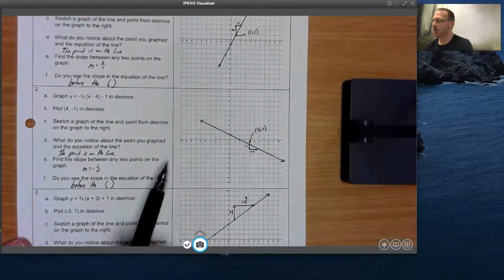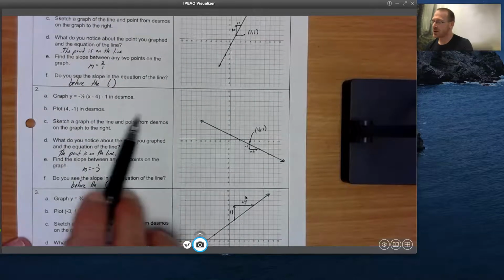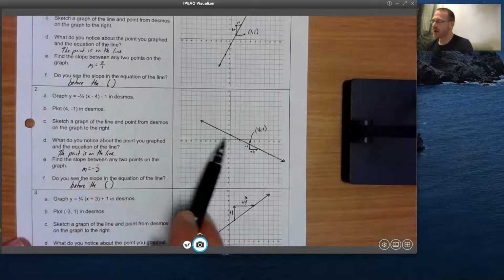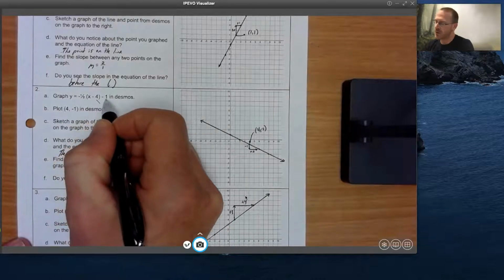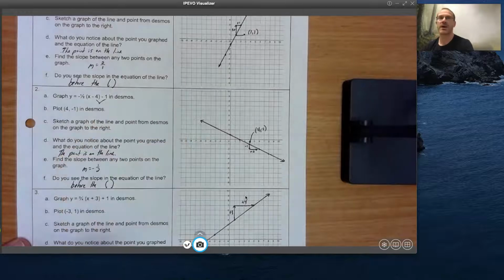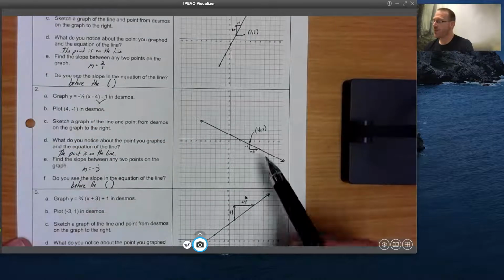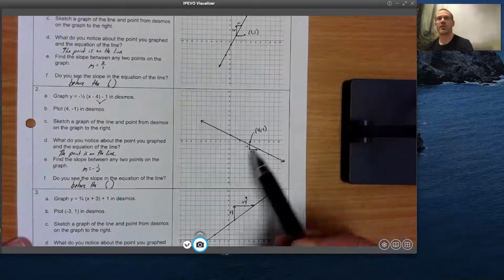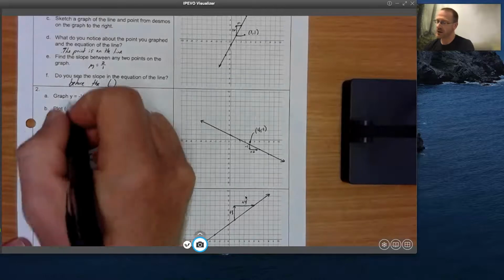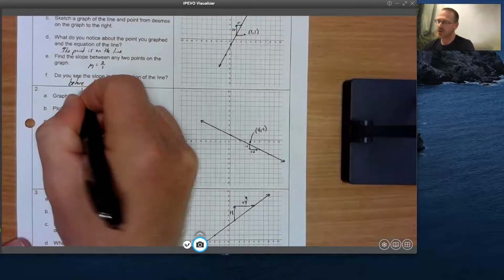All right, so when we look at this, we graph this line. 4, -1 is on that line. And, man, look right there. If I look at 4, -1, that looks very similar. Hopefully when you did your rise over run, you got -1 over 2 for your slope. And where do I see that? In front of those parentheses again.